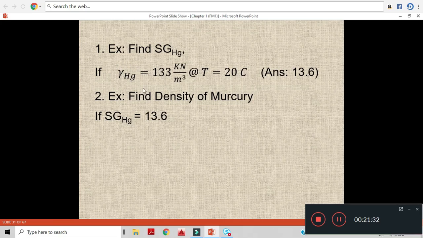So the weight density of Mercury is 133, and the weight density of water at 20 degrees centigrade, we know, is 9.97. So if you divide by this, you will end up with 13.6. If you want to find the density, you can use the same formula. The specific gravity is given, the density of water is given. If you multiply them together, you will end up with the density of Mercury.